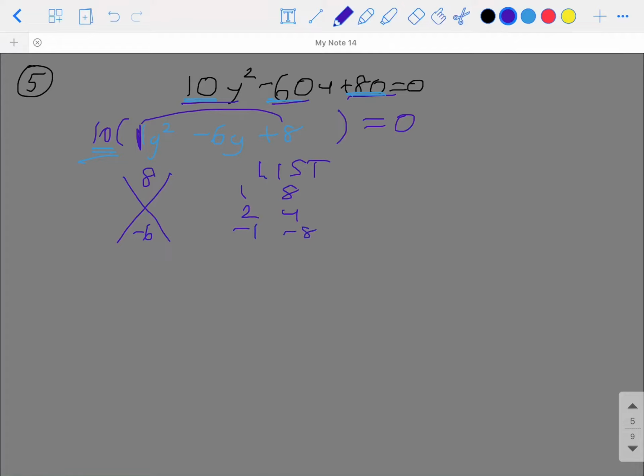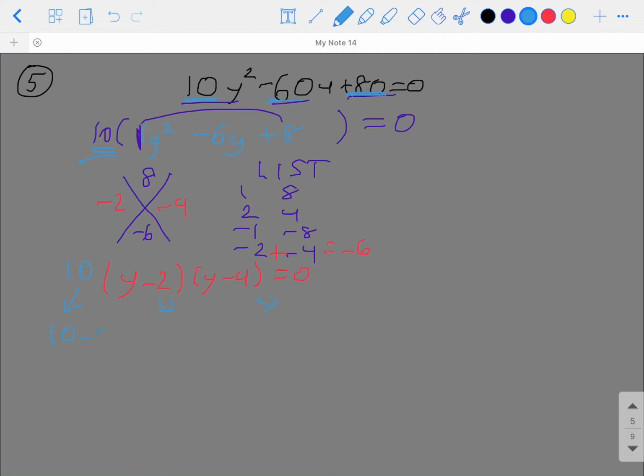Negative 1, negative 8, negative 2, negative 4. I can see that negative 2, negative 4 is equal to negative 6. So negative 2, negative 4. So the two parentheses becomes y minus 2, and then y minus 4 is equal to 0. And let's not forget about the 10. From here, we're going to split.